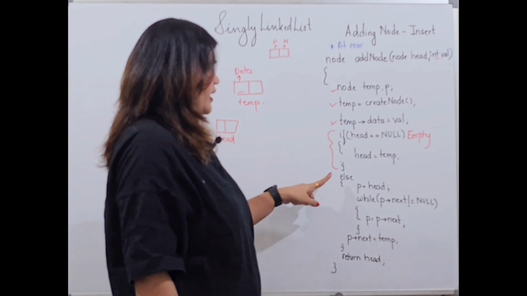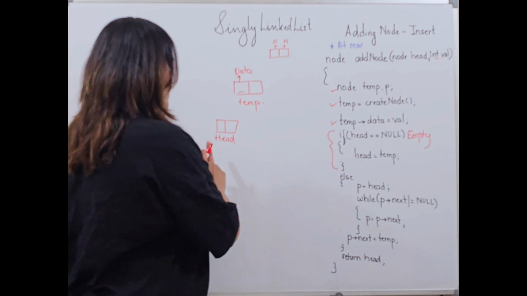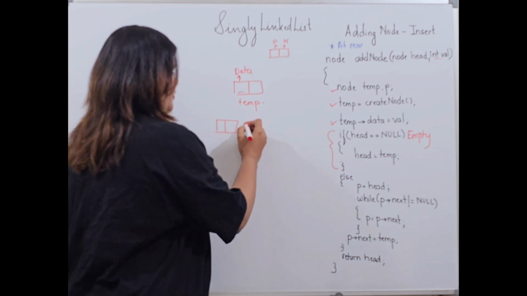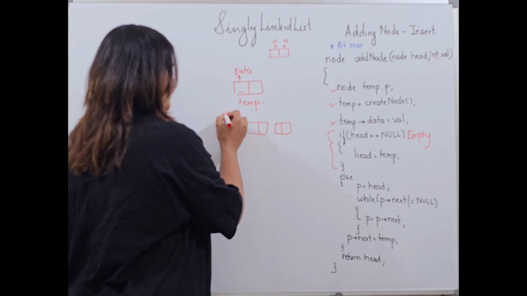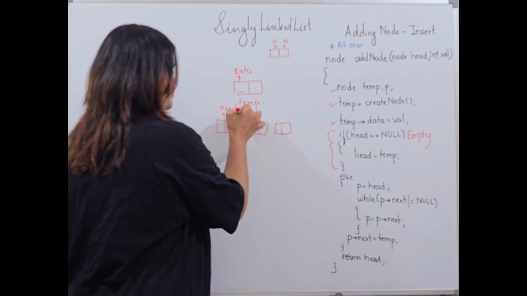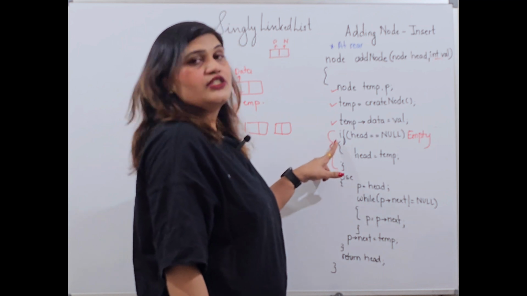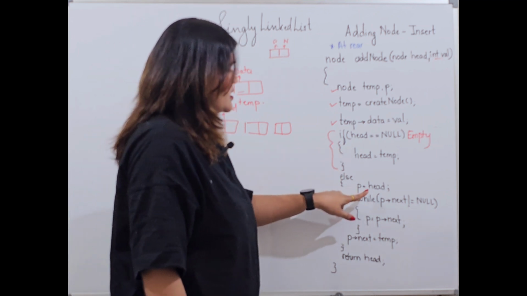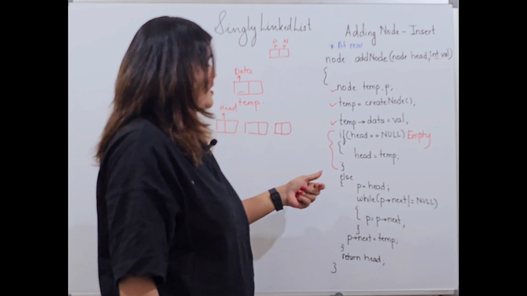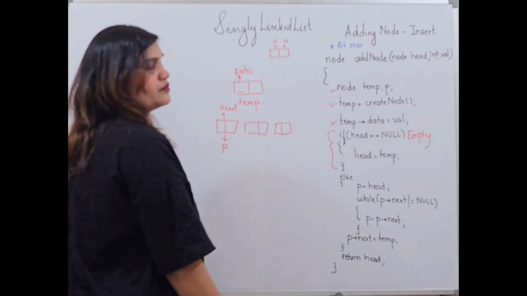Next condition, else. Suppose this is not the condition, that my list is empty. My list already has elements inside it. This is going to be head. So if this condition is false, it is going to come here. Now what I'm supposed to do? I'm supposed to assign head to P. Now let's understand this. This is head, so now I name it as P.